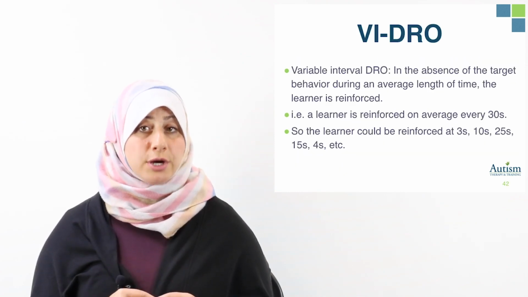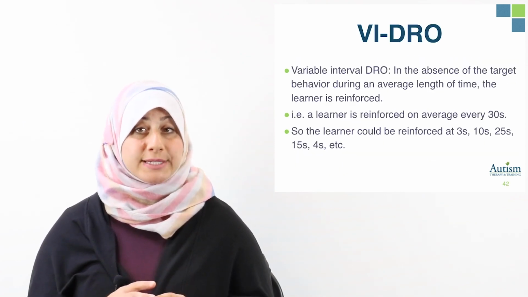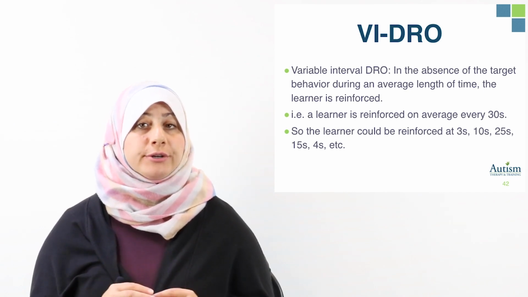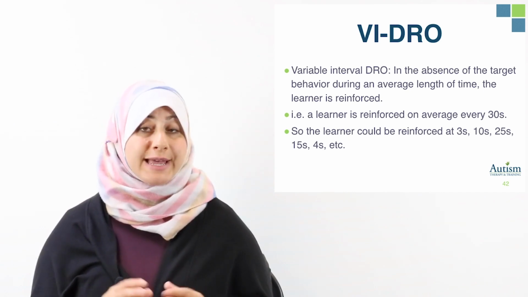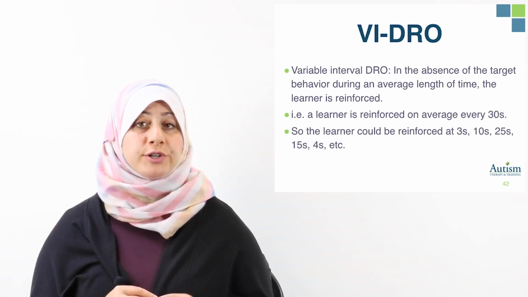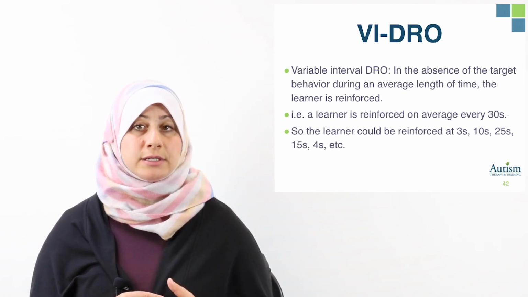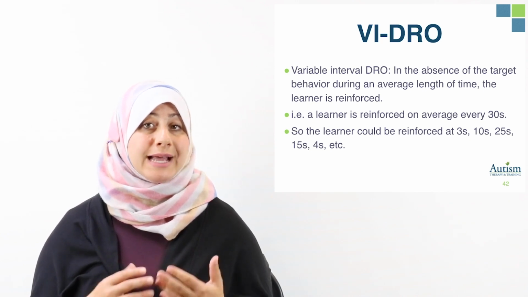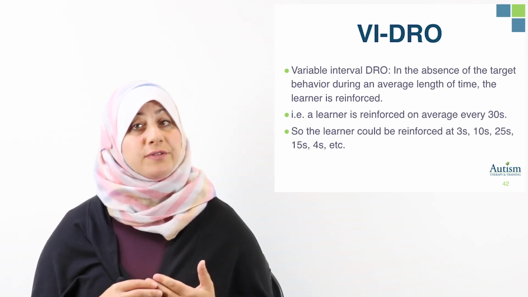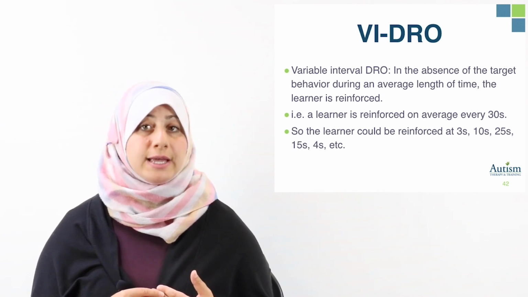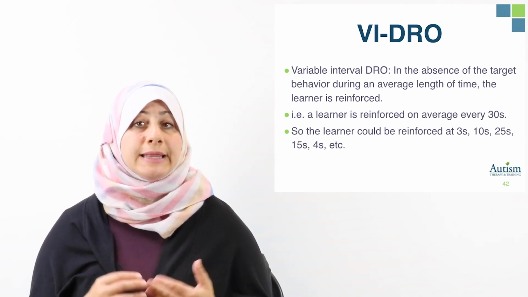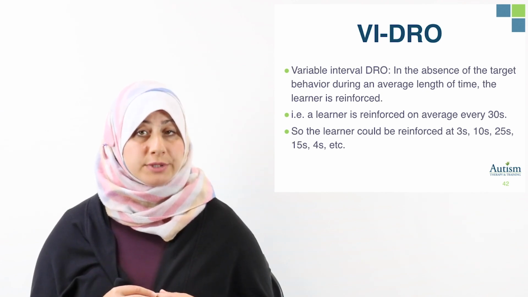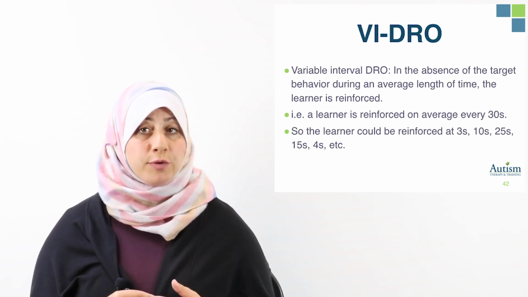Variable interval DRO. In the absence of the target behavior during an average length of time, the learner is reinforced. For example, a learner is reinforced on an average of 30 seconds. So the learner could be reinforced at 3 seconds, 10 seconds, 25 seconds, 15 seconds, 4 seconds, and so on. In the absence of the behavior, based on a predetermined variable time, the learner is reinforced.